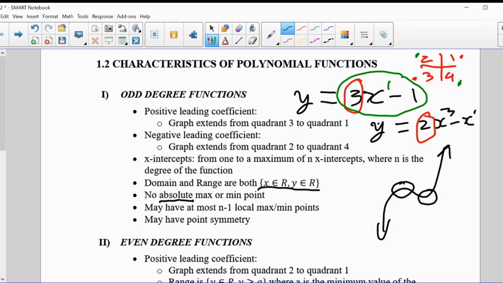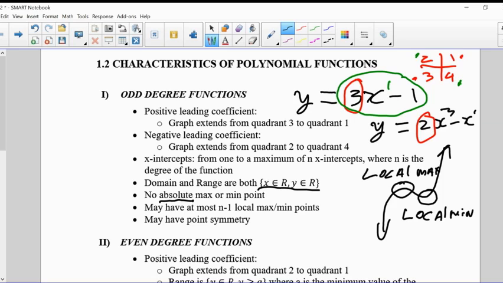And the number of those local maxes or mins is going to be limited by what we call n minus 1. N minus 1 means the degree minus 1. So for instance, if it's a cubic function, it can have up to 2, which is n minus 1. So 3 minus 1 is 2. It can have up to 2 of these local maxes and mins when you add them all together. This has one local max, and it has one local min. When you add those together, you get 2, which is what n minus 1 refers to.